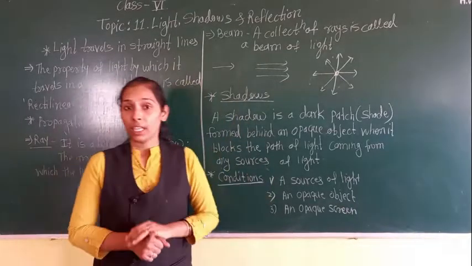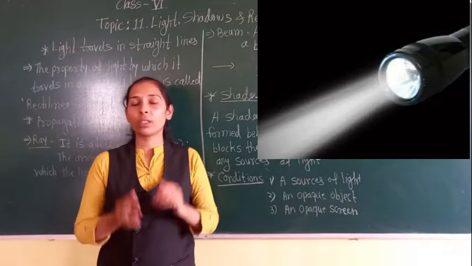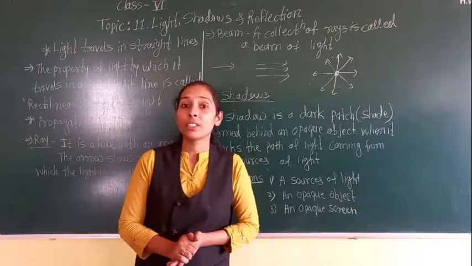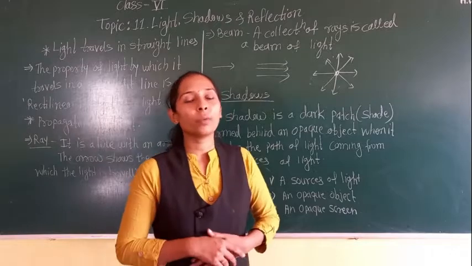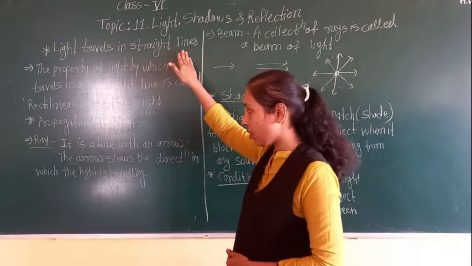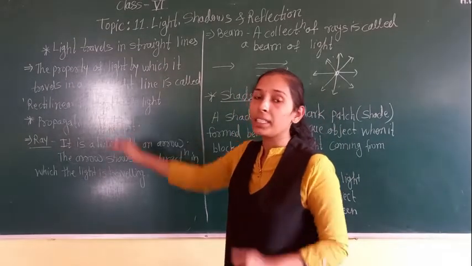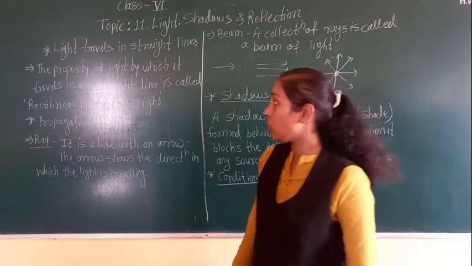You can see the image. So it can travel in a straight line. The light rays always travel in a straight line, and that property of light rays is called what? Light traveling in a straight line is also called rectilinear propagation.